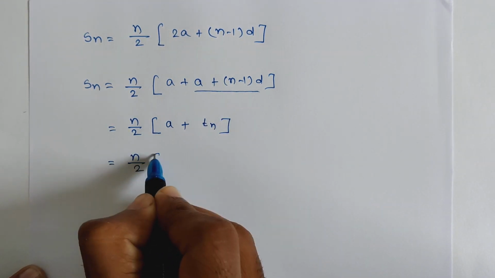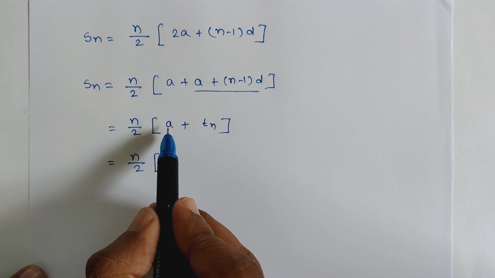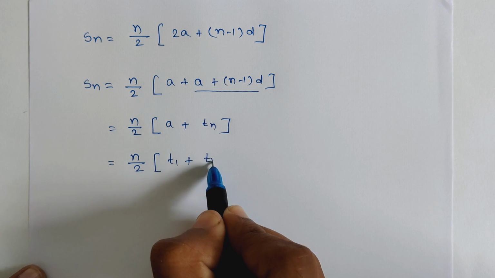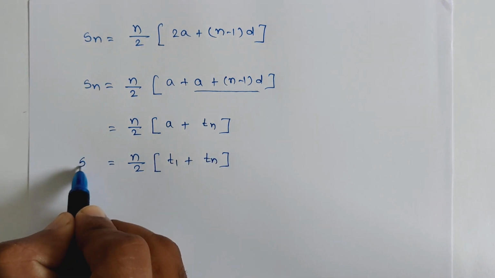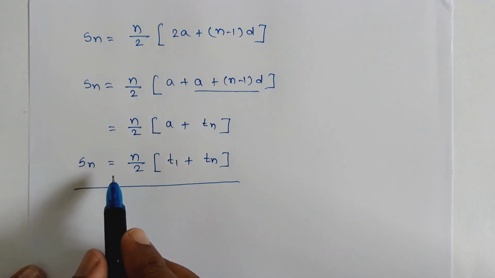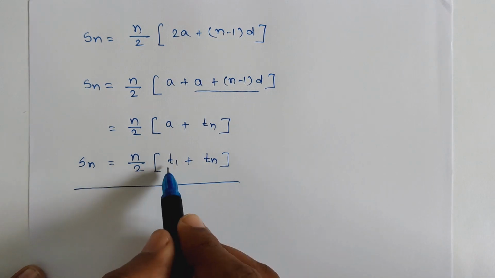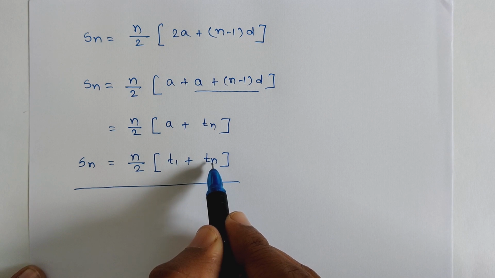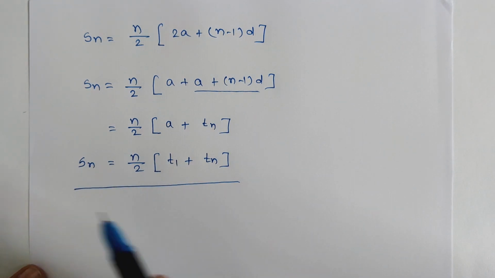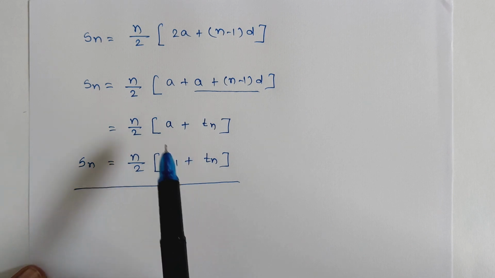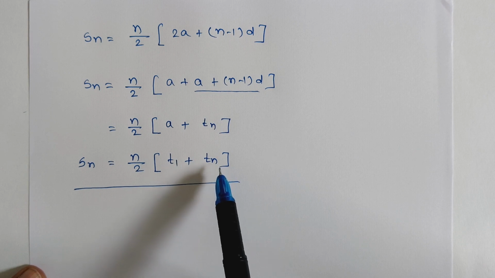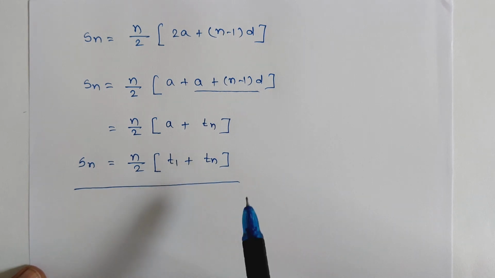So n by 2 into bracket, now a is the first term which is also denoted by T1, plus Tn, that is the nth term. So this is the formula by which we can find the sum of first n terms, where the first term and the nth term are given. For this formula we do not need the first term and the common difference. Instead, if we are given the first term and the last term, by using this formula we can find the sum of first n terms of an AP.